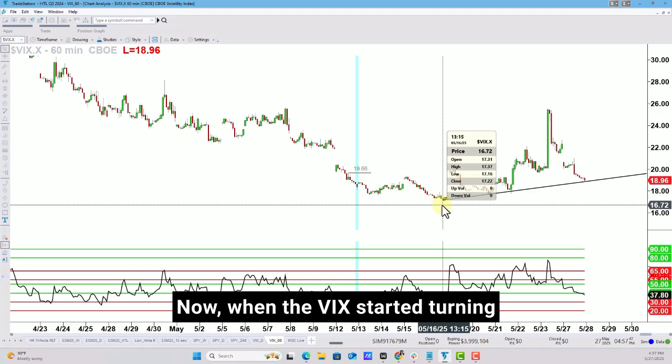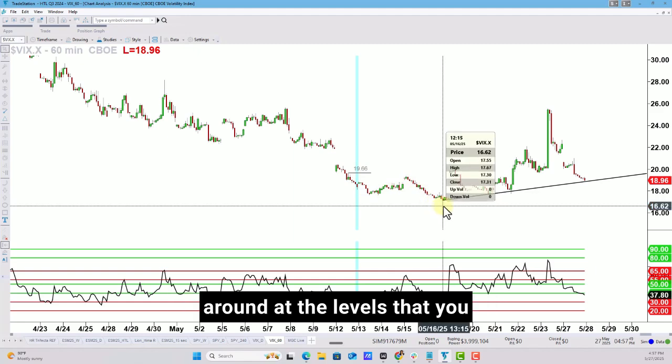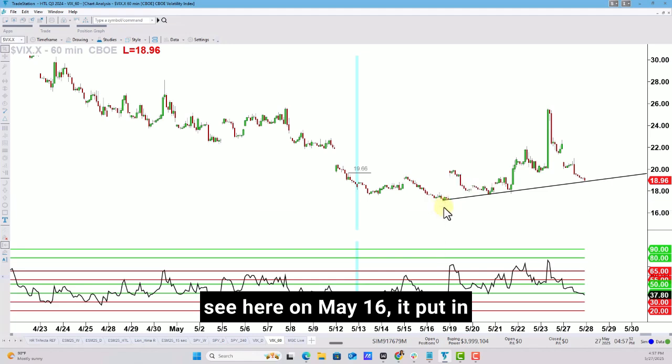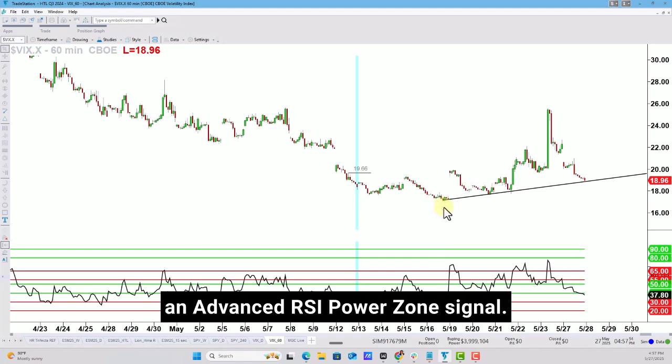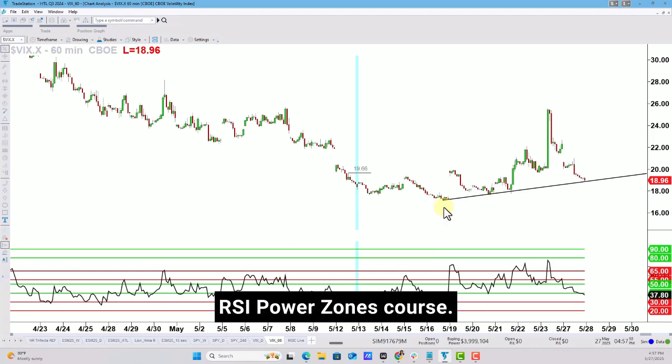Now, when the VIX started turning around at the levels that you see here, on May 16th, it put in an advanced RSI power zone signal. I teach this in my advanced RSI power zones course. It's not a foundational teaching because it requires a deeper understanding of the RSI, which you can get from the 4 zones RSI coverage system. I'm going to go into this in depth along with other topics in my tune-up that I'm having tomorrow. Depending on when you're watching this video, you'll be able to attend if you're an advanced RSI power zones member.